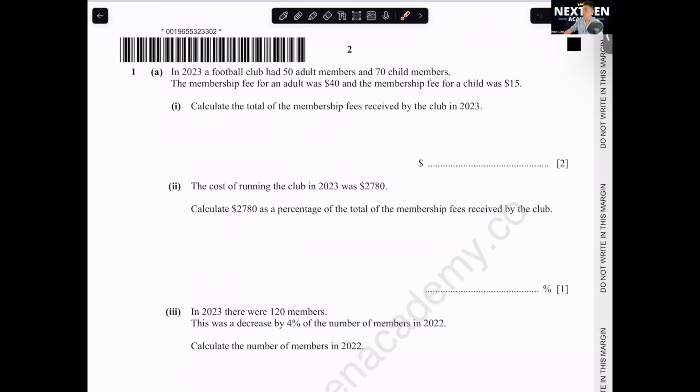In 2023, a football club has 50 adult members and 70 child members. The membership fee for an adult is $40 and the membership fee for a child was $15. Calculate the total of the membership fees received by the club in 2023. So you've got 50 adults, 50 multiplied by $40, plus children, 70 of them multiplied by 15. Just put it in the calculator. 3050. Show your working, please. Don't skip any steps.